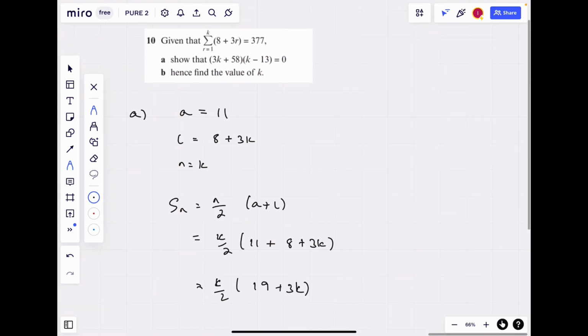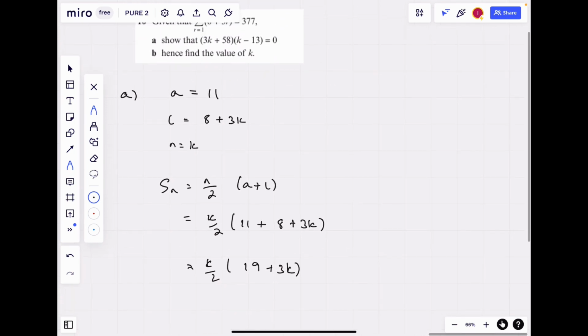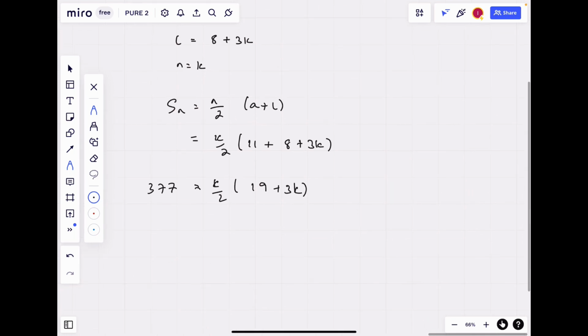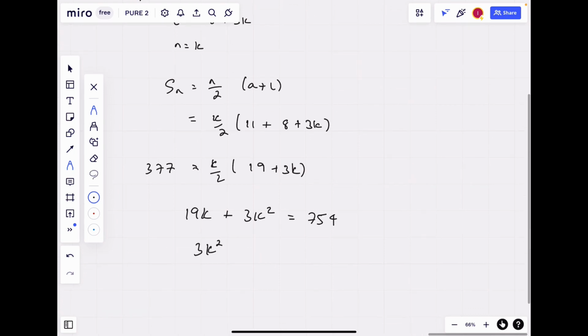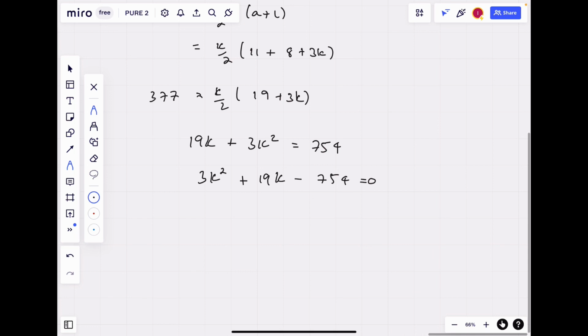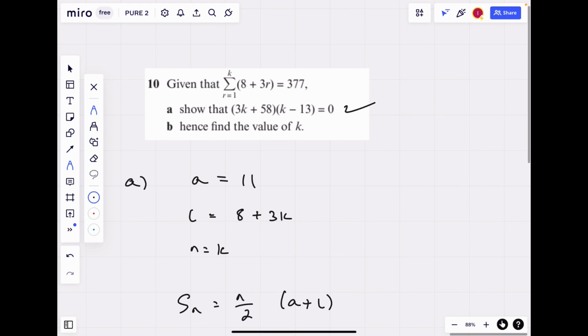They've told you that the sum equals 377. So let's make this equal to 377. And now it's just a matter of expanding and simplifying. 19K plus 3K squared equals 754. You take the 2 to the other side and then you multiply out the bracket. 3K squared plus 19K minus 754 equals 0. And now factorize. 3K plus 58 and K minus 13 equals 0. K equals minus 58 over 3. K equals 13. I think I jumped ahead. Sorry. Yep, we showed that. Cool, that's done. Hence, find the value of K.